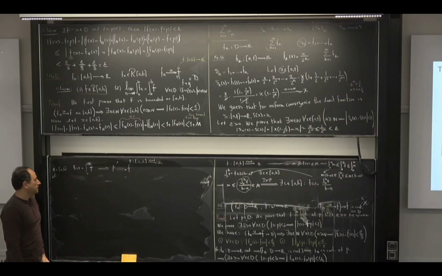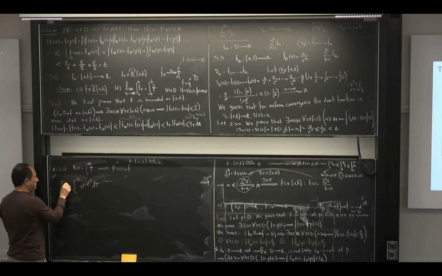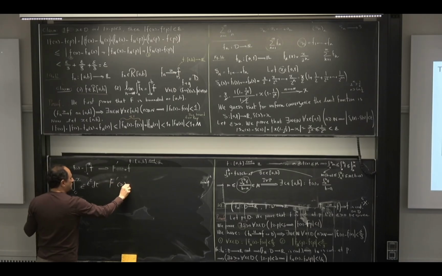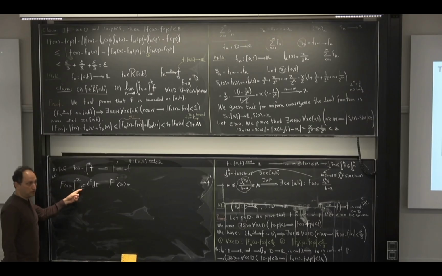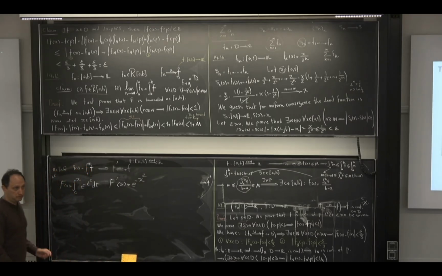For example, if I ask you the integral from 0 to x of e to the power of minus t squared dt, and this is a function of x. If I ask you what is the derivative of this function, what's the answer? It's just the integrand. So it is e to the power of minus x squared.